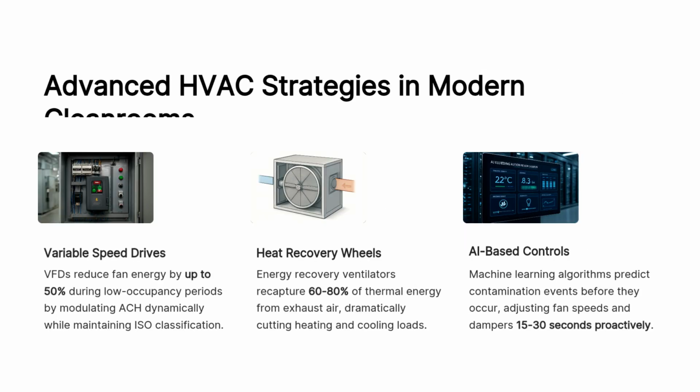Variable speed drives cut fan energy by up to 50% during low occupancy by adjusting air changes per hour while keeping International Organization for Standardization standards. Heat recovery wheels reclaim 60 to 80% of thermal energy from exhaust air, reducing heating and cooling demands. Artificial intelligence-based controls use machine learning to predict contamination events, adjusting systems 15 to 30 seconds in advance.